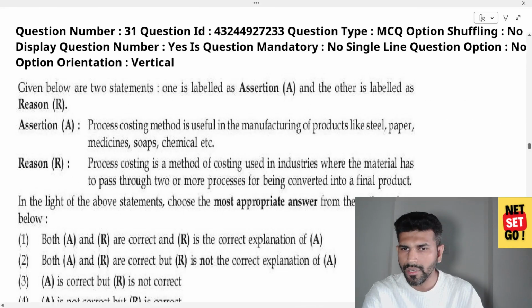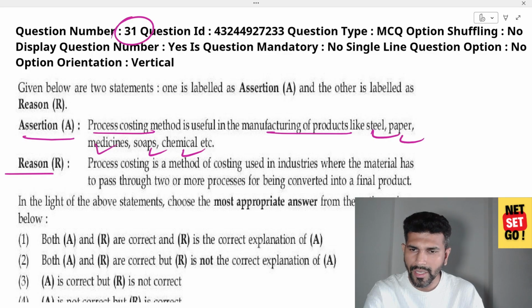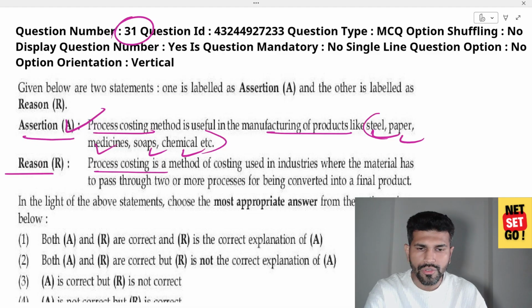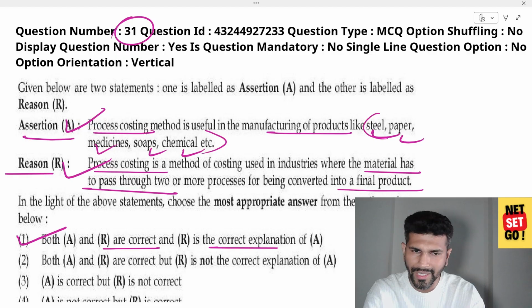Next, question number 31. Assertion and reason. Process costing method is useful in manufacturing of products like steel, paper, medicine, soaps, and chemicals, correct? Because these products pass through various processes for manufacturing finished goods. So the assertion is correct. Reason: process costing is a method of costing used in industries where materials have to pass through two or more processes for being converted into the final product. Correct. Both are correct and R is the correct explanation of A. So option 1 is the correct answer.